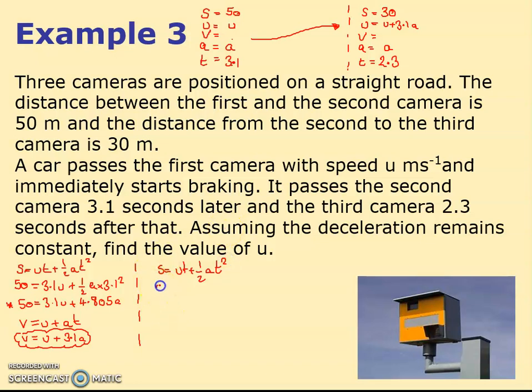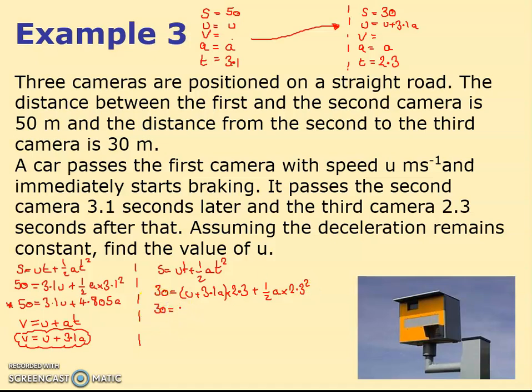s, which is now 30, equals u, well, that's a complicated u plus 3.1a, times t, which is 2.3, plus a half of a times 2.3 squared. So you have to agree that's complicated.